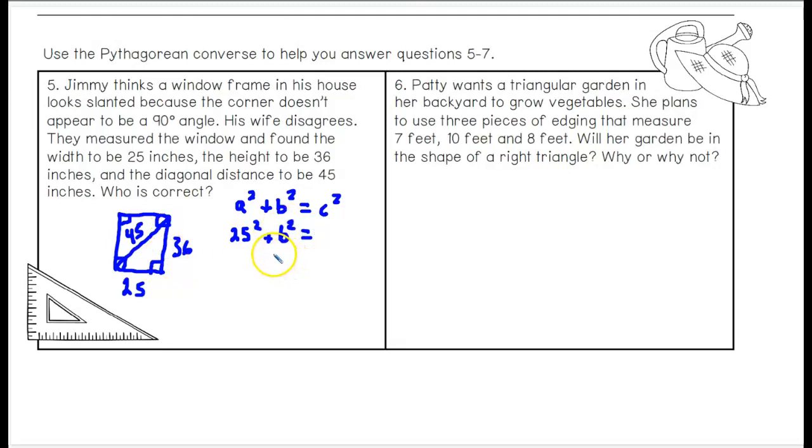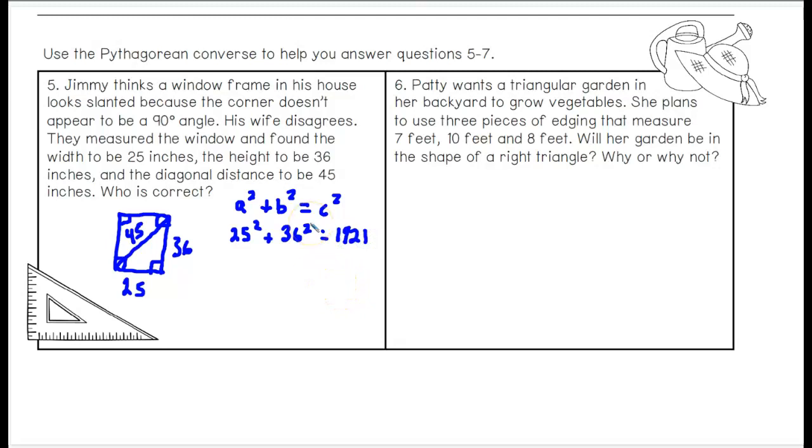And if this is a right triangle, right? If Jimmy's wrong, then this is going to be equal to 45, right? So we need to figure that out. I didn't write that properly. B squared is 36 squared. There. And punch that in your calculator. So 25 squared plus 36 squared is going to be 1,921.